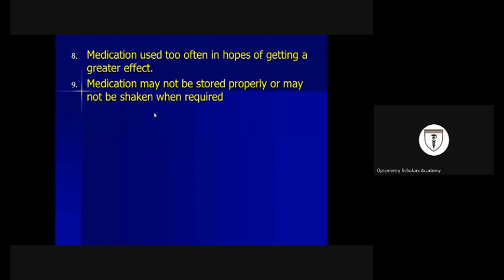That is a bad compliance. So they will overdose themselves. So it's very important for you to instruct this patient. Please, I say 3 times daily, and please, it should be 3 times daily.